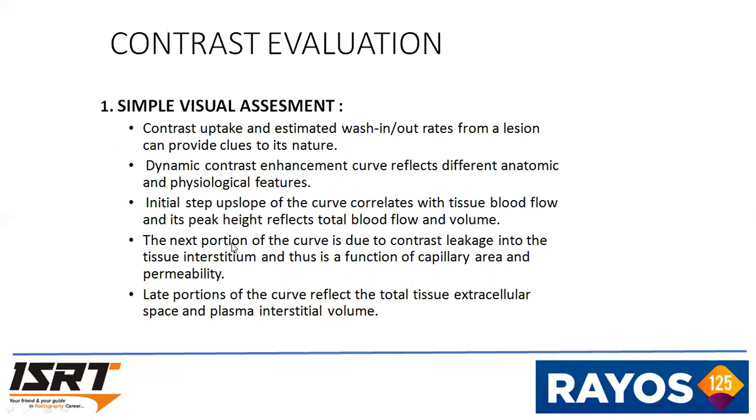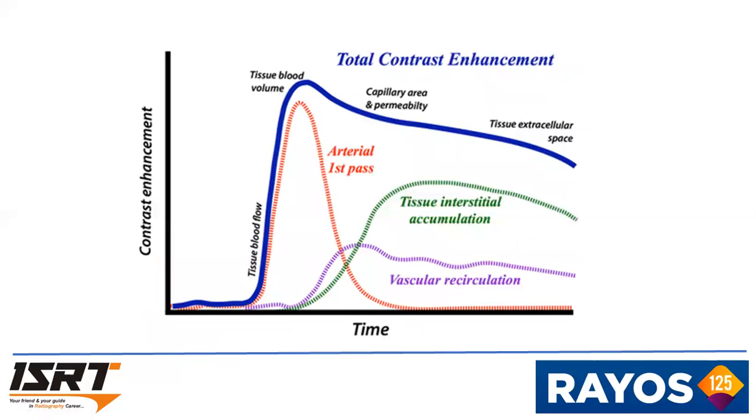flow and blood volume. The next portion of the curve is due to the contrast leakage into the tissue interstitium, and this is a function of capillary area and the permeability. The late portion of the curve reflects the total tissue extracellular space and plasma volume. This is the contrast enhancement peak, where this is time and the contrast enhancement. We can see the tissue blood flow, the tissue blood volume, capillary permeability, and tissue extracellular space.